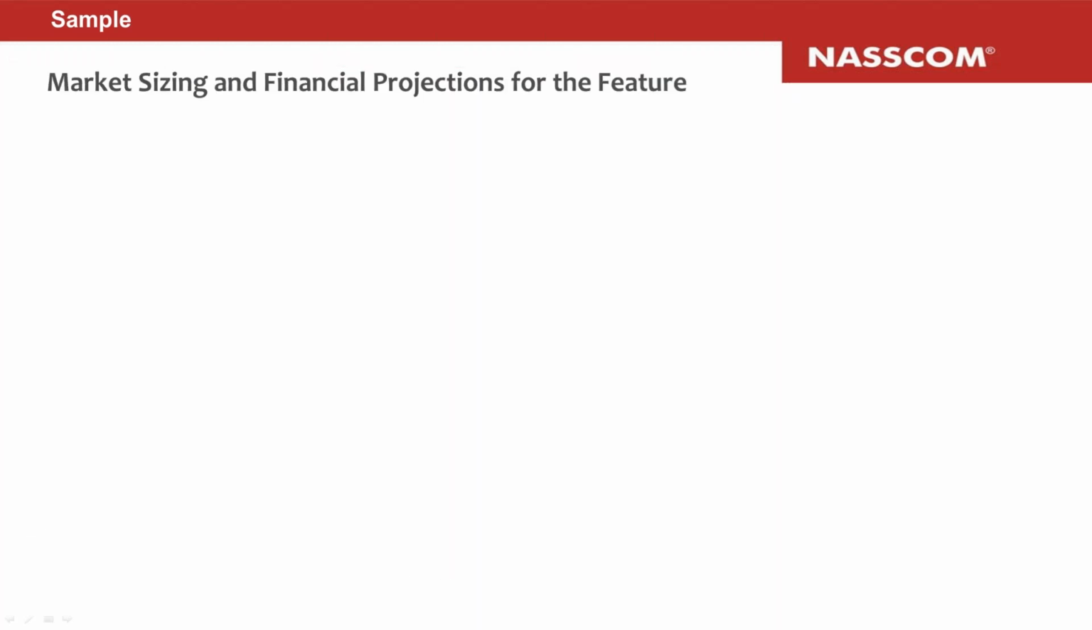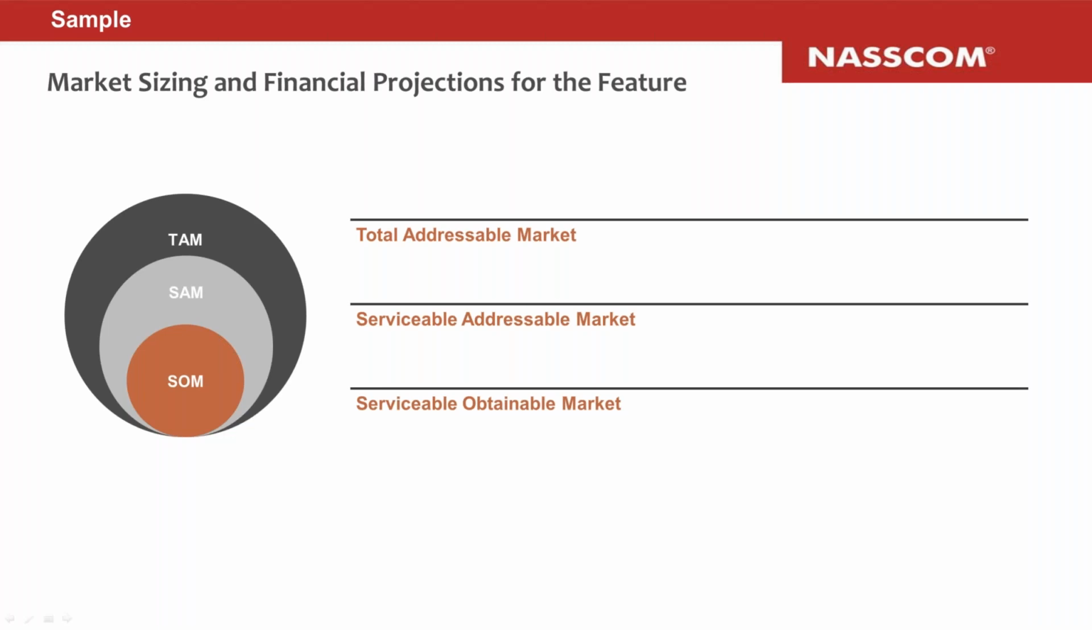Moving ahead, we'll talk about market sizing and financial projections for the feature. We generally don't do it at feature by feature level, but we do it at the epic feature level. So if there is a big release, we definitely would want to see what exactly this is going to bring to your organization. I have particularly mentioned TAM, which is total addressable market.